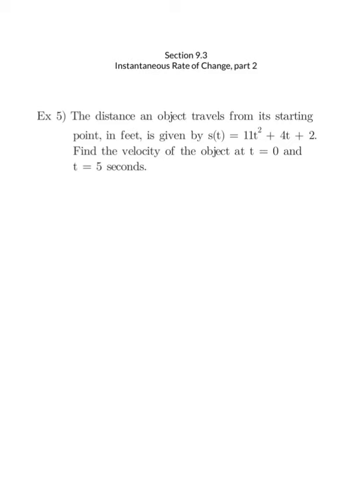In this video, we are continuing section 9.3, the instantaneous rates of change, and we are ready for example 5. In example 5, it says the distance an object travels from its starting point in feet is given by the function s of t equals 11t squared plus 4t plus 2. Find the velocity of the object at t equals 0 and t equals 5 seconds.